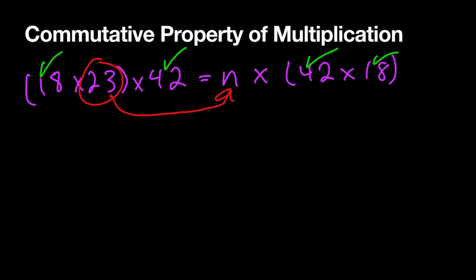Now, just a few things. For that to work, all the numbers need to be the same, and they have to be the same amount of numbers. So 3 numbers on this side, 3 numbers on this side. And obviously multiplication. But yeah, pretty cool property.